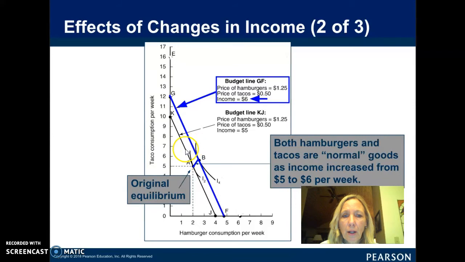And look at the parallel nature of the original budget line, the original equilibrium, and the new equilibrium created by the increase in income. The other point they're trying to make, which is important, is this idea of normal goods. It's a term. Normal goods are goods for which when your income goes up, you buy more of them. So both tacos and burgers are normal because she increased her consumption of both tacos and burgers. We're going towards the right on the x-axis and increasing on the y-axis. So normal goods are goods for which, when our income goes up, we buy more of them.